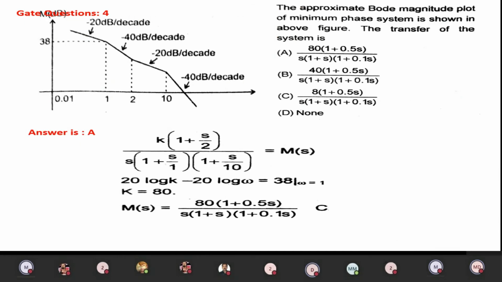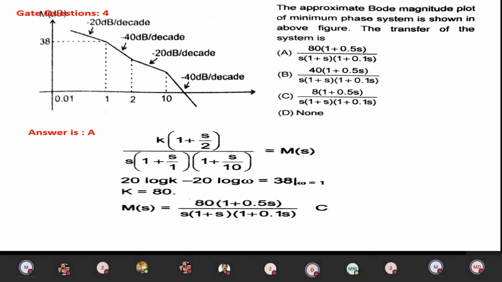Okay. And then similarly you can go for the next problem. So it's also very simple. So for the given Bode plot, you can write the transfer function as k into, so here poles exist at 1 and 10, zero exists at 2 only. So therefore k into 1 plus s divided by 2. There is a pole at the origin. Why? Because the slope crosses the real axis. So therefore s into 1 plus s divided by 1, 1 plus s divided by 20.